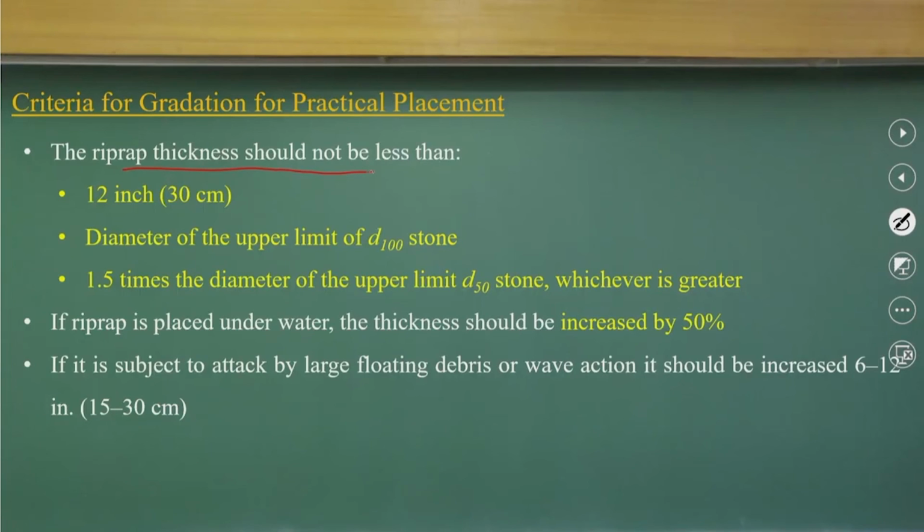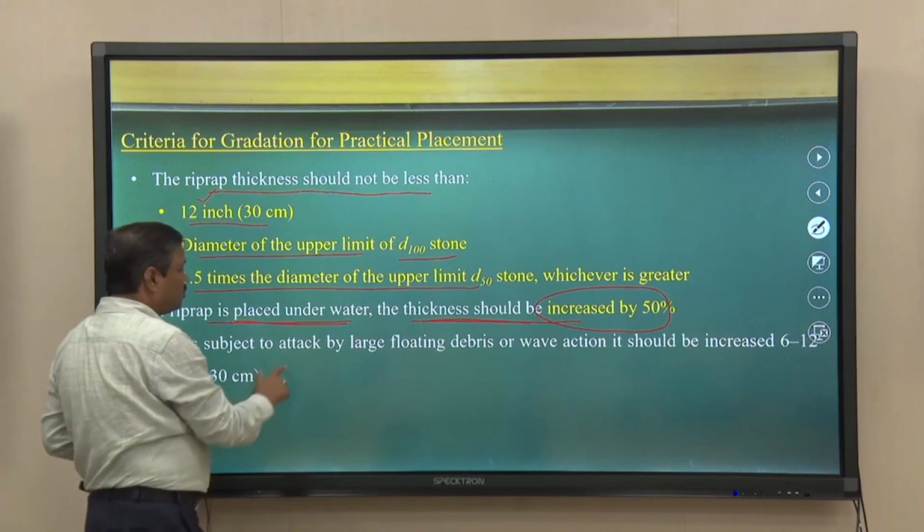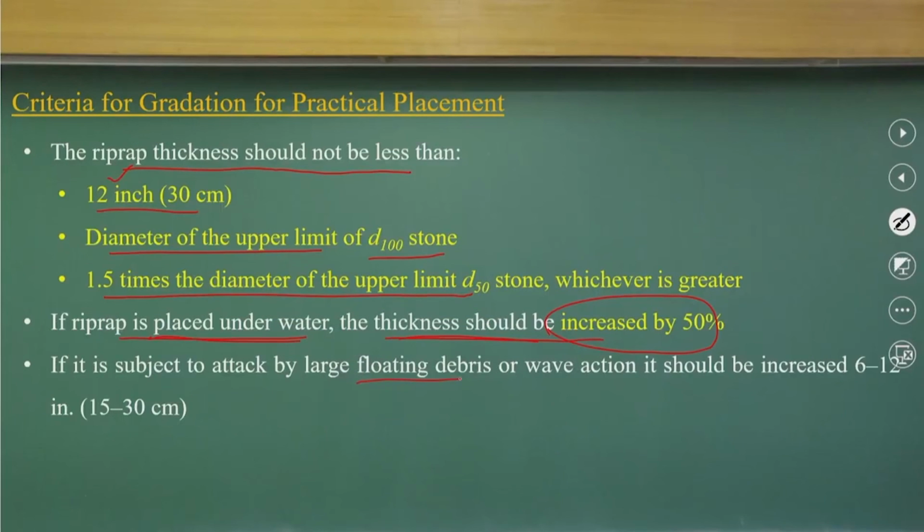Riprap thickness should not be less than 30 centimeters. That is the minimum, which means 12 inches. It should also be 1.5 times the diameter upper limit of D50, whichever we get. If the riprap is placed under water, the thickness should be increased by 50%, because many times to protect against scours, the toe scours, we lay this riprap under the water, and the thickness has to be increased by 50%. Also look at whether there is floating debris and wave action.